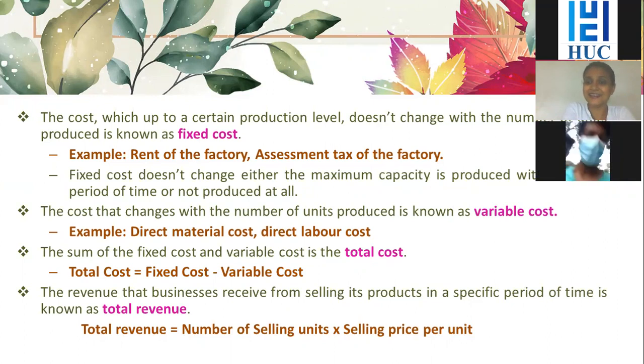This month you sold 50,000 water bottles. Then that 50,000 into the per unit price, the selling price of a water bottle. For example, if you sold one water bottle for 250, then 50,000 into 250 is the revenue, the income.